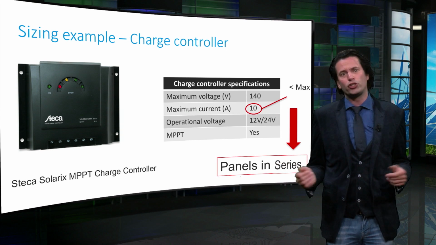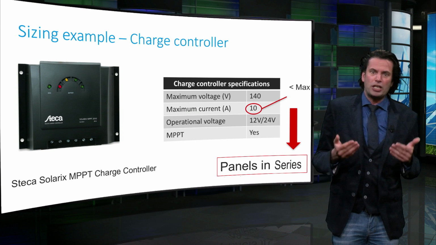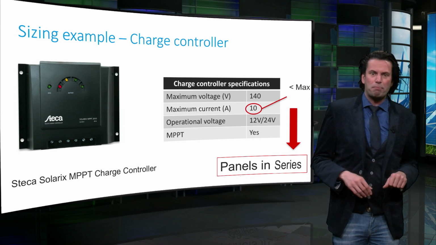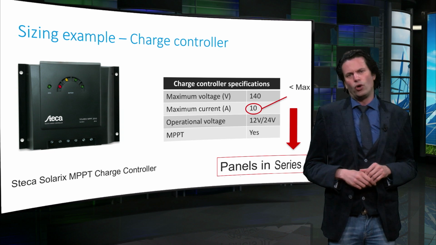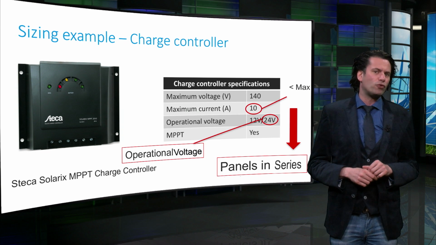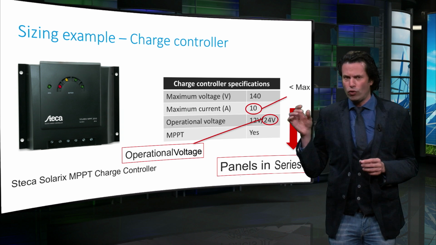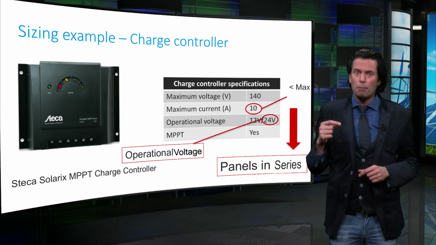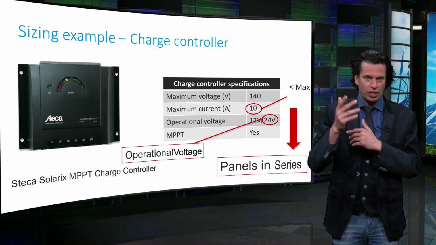In general, given a choice between series and parallel, series configurations prefer to keep the current levels down, thereby minimizing the DC cable loss. Also, the charge controller can work in either 12 volts or 24 volts. It's beneficial to use 24 volt as the operational voltage because a higher voltage would ensure a smaller current for the same power.